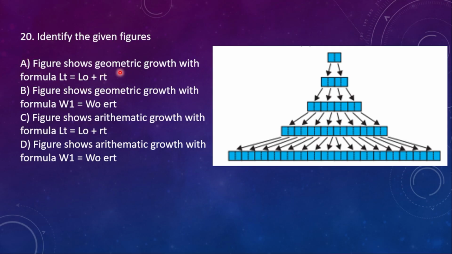A. Figure shows geometric growth with formula Lt equals L0 plus rt. Plus is there, so this is wrong. B. Figure shows geometric growth with formula W1 equals W0 e^rt. So here the right option is option B.